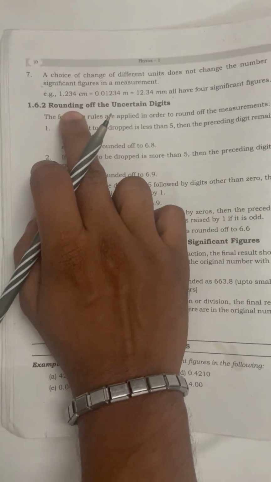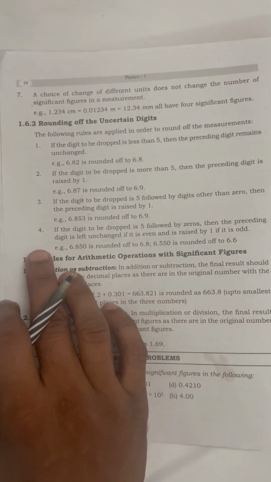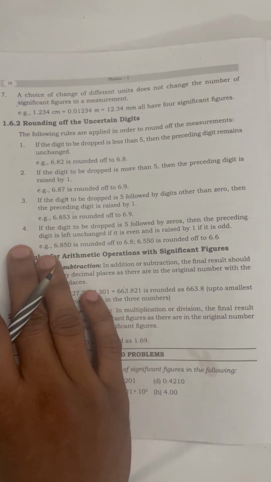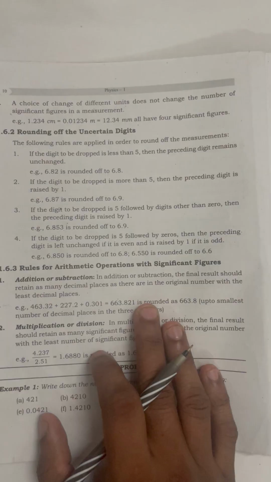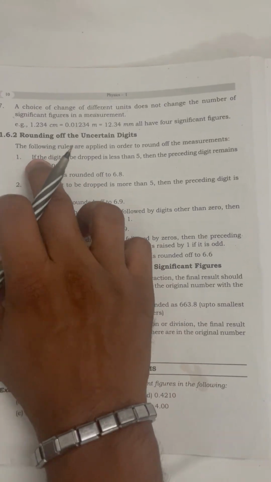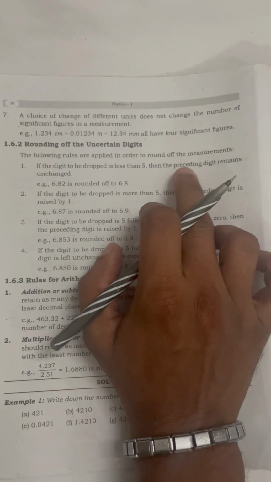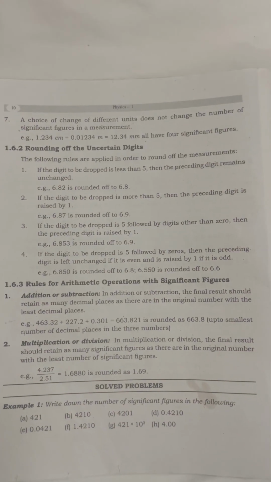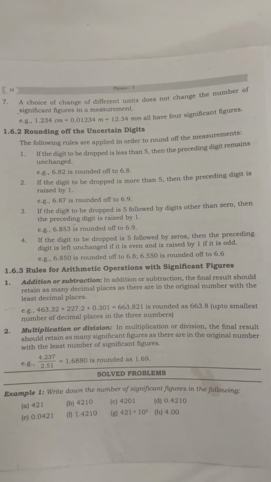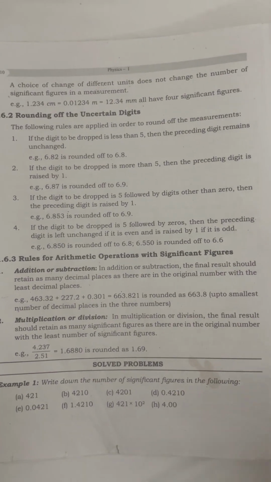As we can look at how the rounding of the uncertain digit works, for that we want to study four rules. Okay, we can go through the rules one by one. For the first rule, if the digit to be dropped is less than 5, then the preceding digit remains unchanged. You don't need to study the rules by heart, you just need to understand how to do the problem. For that, you just understand the rules.